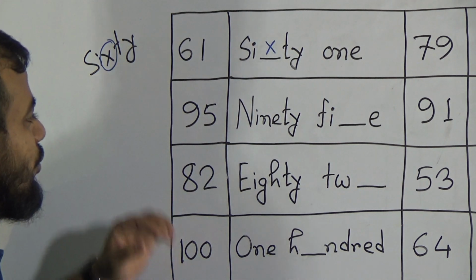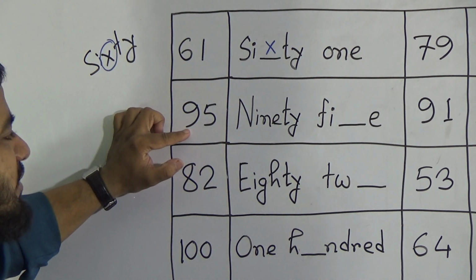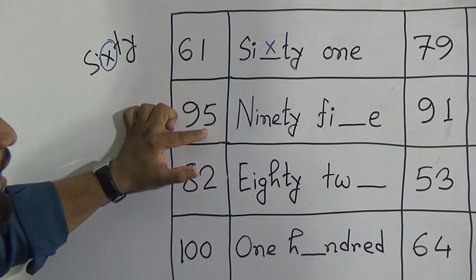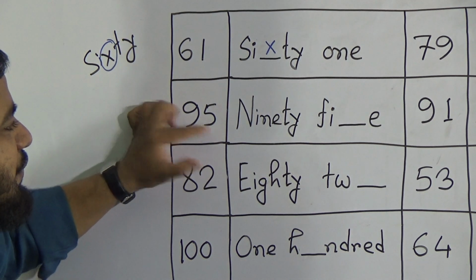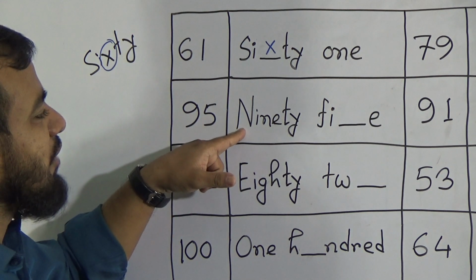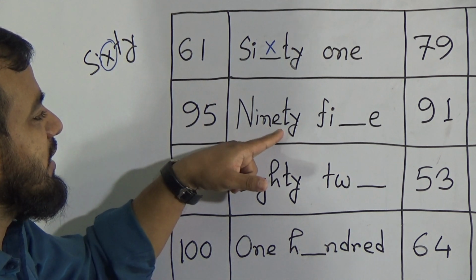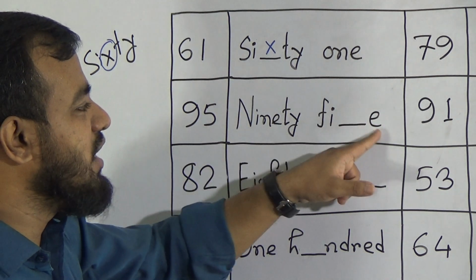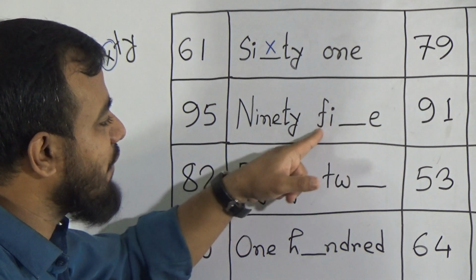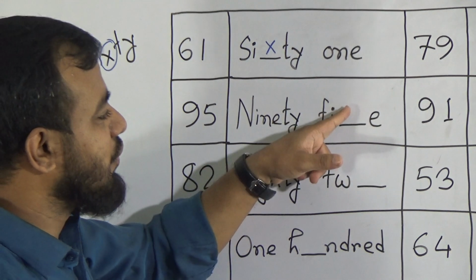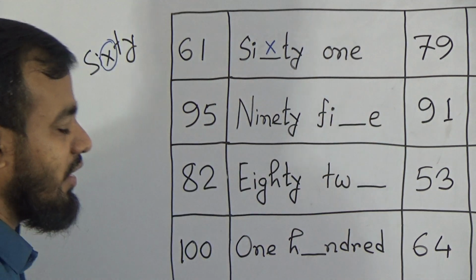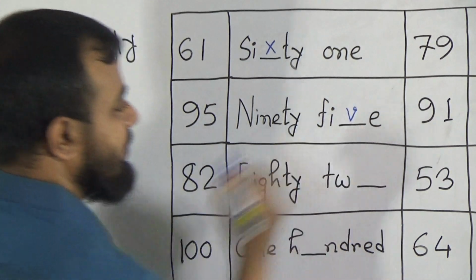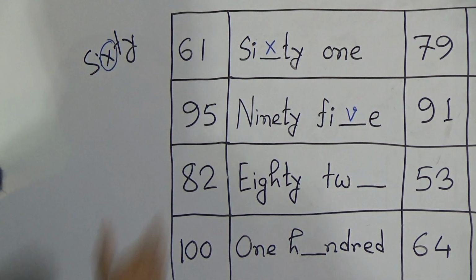Now go through. 9 is in the 10's place and 5 is in the 1's place, my dear students. So this number is 95. You know that already. The spelling of 90 is N-I-N-E-T-Y, then 5. The spelling of 5 is F-I-V-E, 5. So this blank will be filled up with the letter V. So here will be the letter V. F-I-V-E, 5.